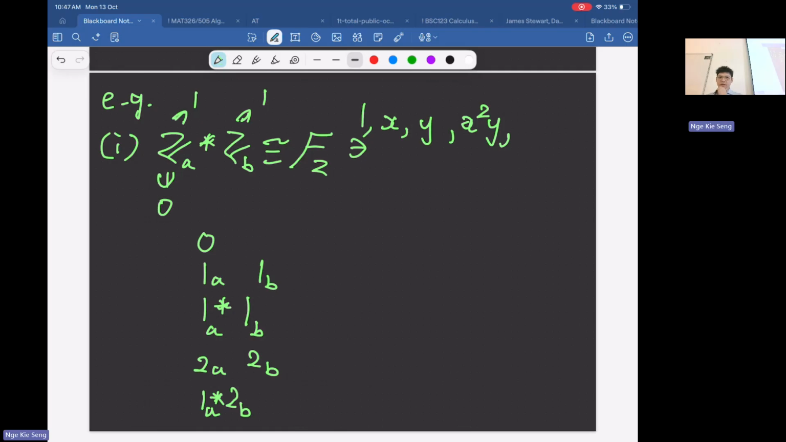So do we have 0? We don't have 0, is it? We need to throw away the identity. Correct. Actually, we should have the identity as the empty word. Zero is not a reduced word. It's a word but not a reduced word. The empty word is a reduced word. So actually, we should replace zero here by the empty word.